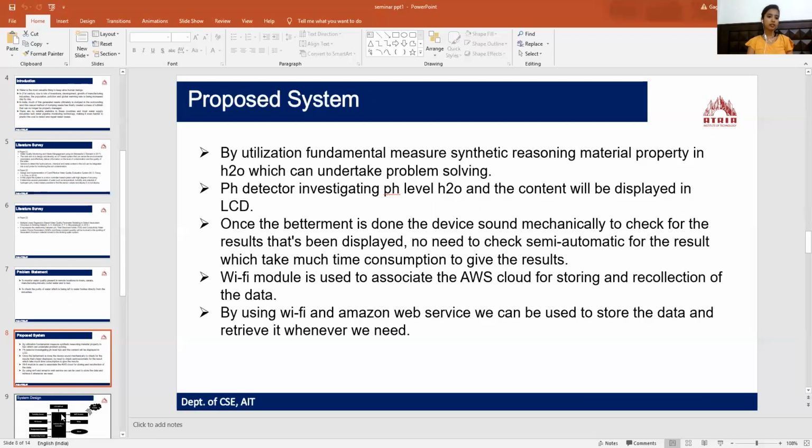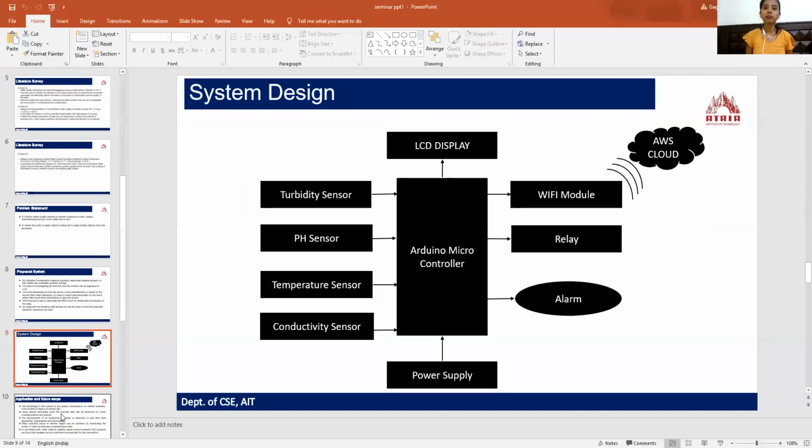Let's move on to the system design. The Arduino microcontroller is connected to 4 sensors: turbidity sensor, pH sensor, temperature sensor, conductivity sensor, and it is also connected with the power supply, alarm, relay, Wi-Fi module, LCD display, and this Wi-Fi module is connected to the AWS Cloud. Now let's know the process of these connected devices.